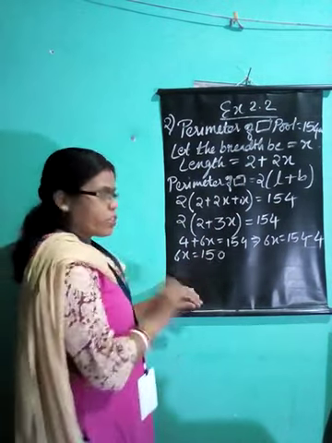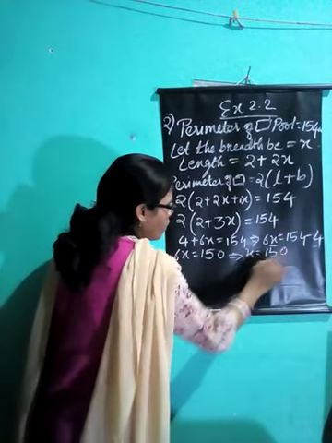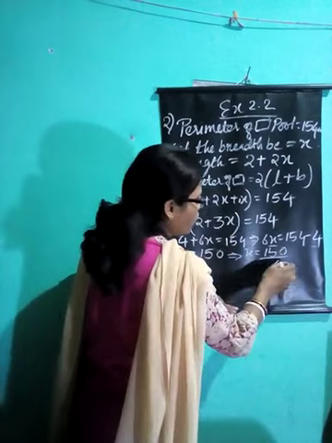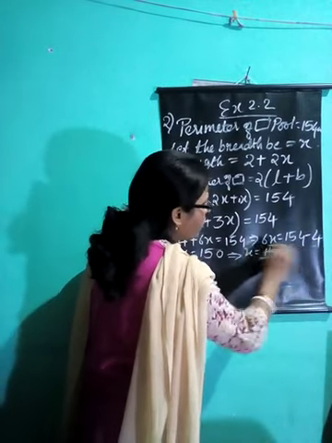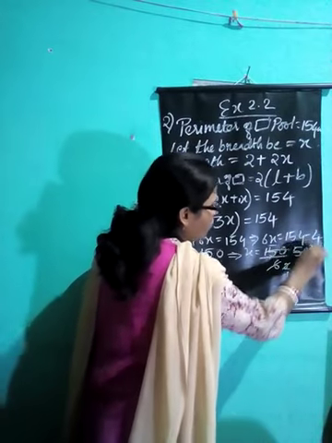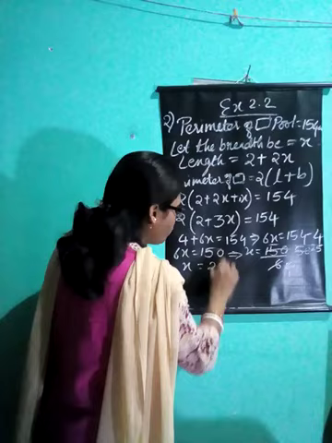Now you got 6x equal to 150. It means x is equal to 150 divided by 6. Or you can do it directly with 3 now here. 3 2s are 6 and 3 5s are 15, 0, and then 2 1 is 2, so 25. So your x is equal to 25.